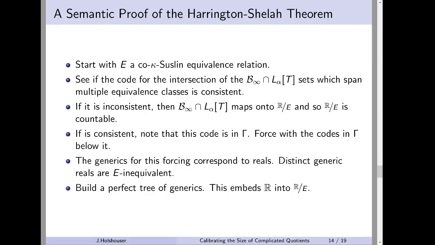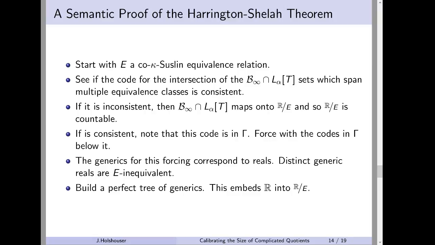Start with your co-Kappa-Suslin equivalence relation. Okay. What you're basically testing is whether these small, low complexity sets are enough to capture your equivalence relation. So whether every equivalence class entirely contains one of these simple sets. Okay. That's what this is checking. Code up the intersection of those simple sets which span multiple equivalence classes. Okay. Intersect all those down. If it's inconsistent, then that means that every equivalence class completely contains one of the simple sets.